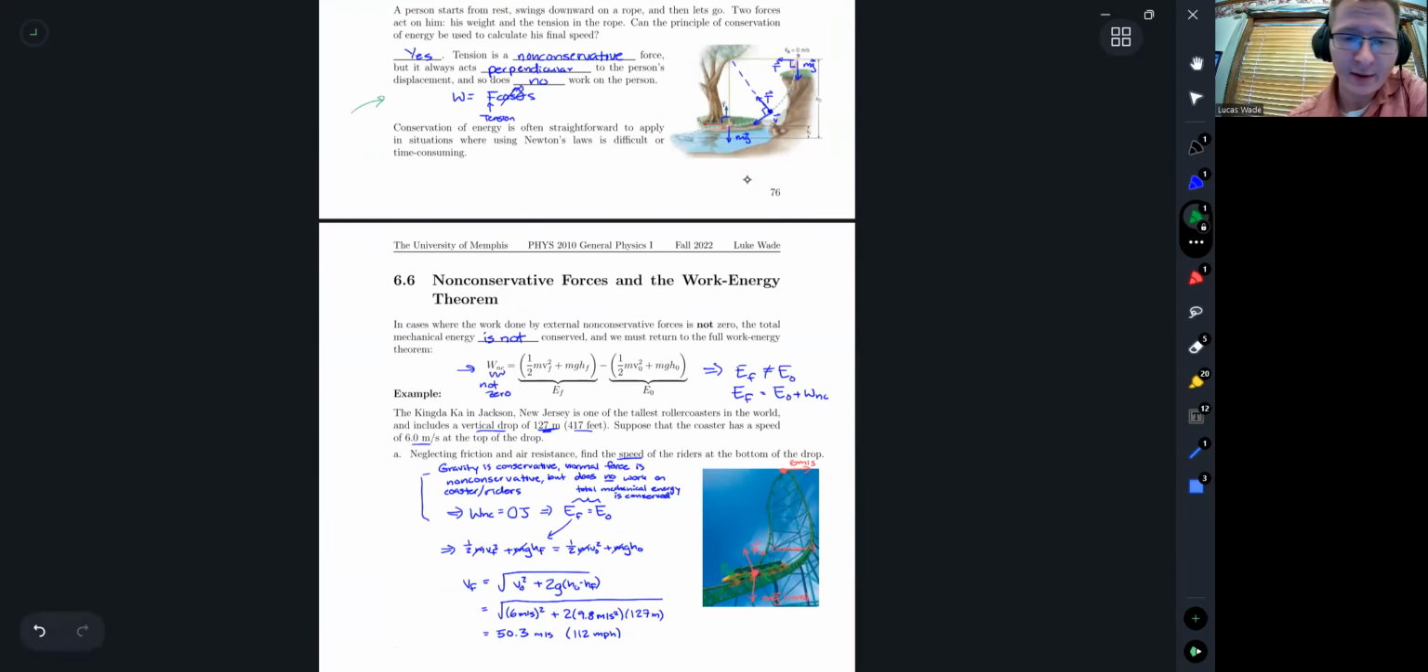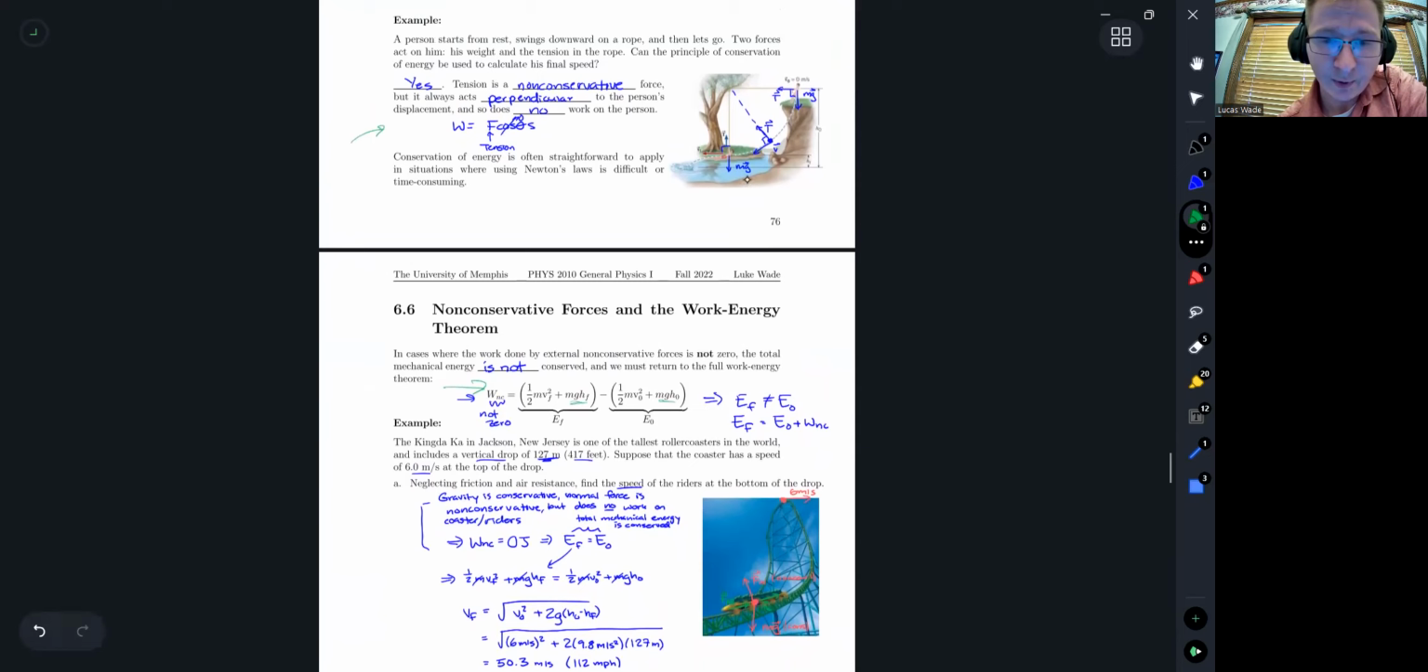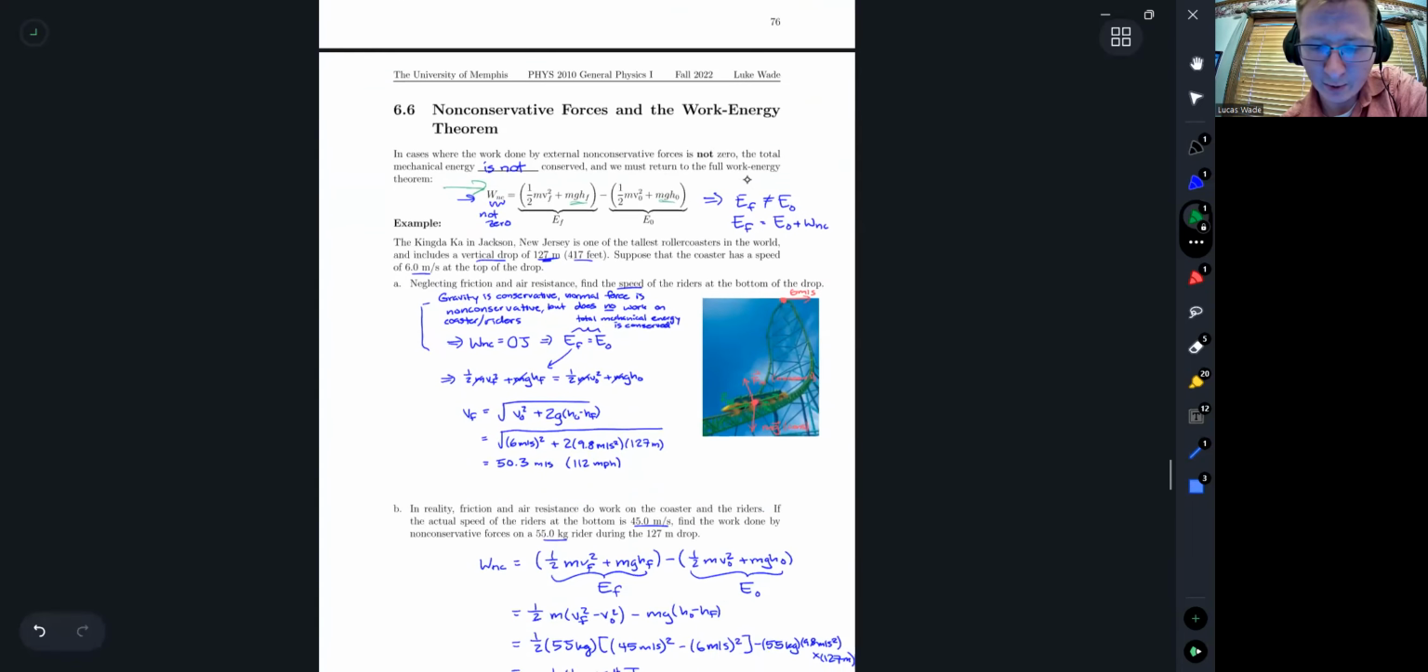And so in cases where you can't apply conservation of energy, you can still always apply the work energy theorem. It's just useful to use it in this form instead of the one from earlier, because this separates the non-conservative forces and the work done by them from the conservative force of gravity, because that's built into this difference of potential energies. So you want to be able to apply conservation of energy, and then when energy is not conserved, use this version of the work energy theorem.